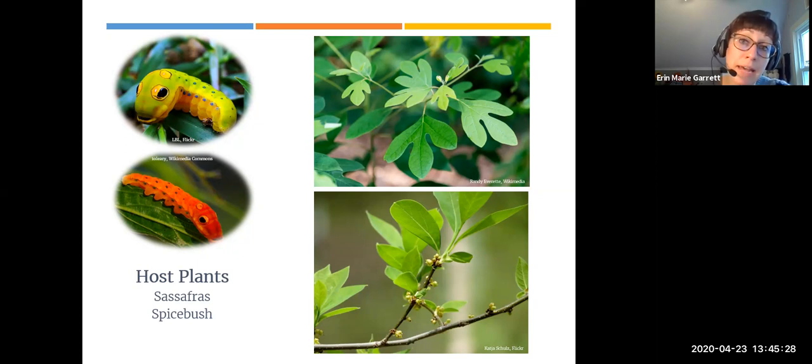Then you can start to pair what host plants are there with what nectar sources you can provide for the adults to help close that food web and support the whole life cycle of those specific pollinators you're looking to attract.